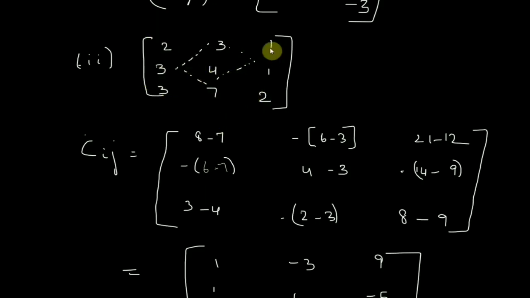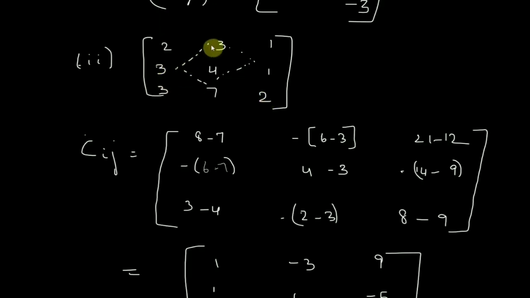2 into 2, 4 minus 3, that is 1. Cofactor of this element: cut this row, cut this column. 14 minus 9. Okay, again this is the odd place. You have to put a minus sign. Then come to the third row. Okay, 3, 1. So third row and first column.